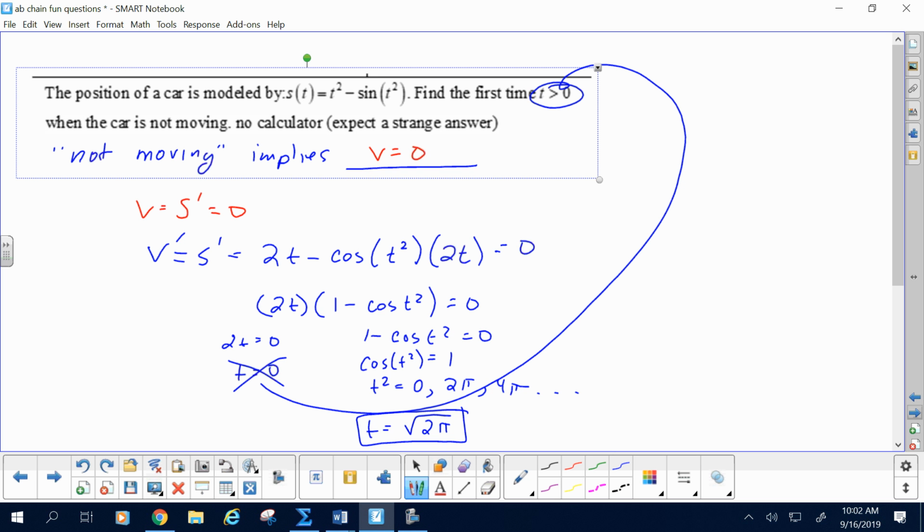Now this is very common in the AP test. You get these crazy, funky answers. You think, what the heck? Square root of 2 pi? What is it? It happens. Things are ugly. Life is ugly. Get used to it.